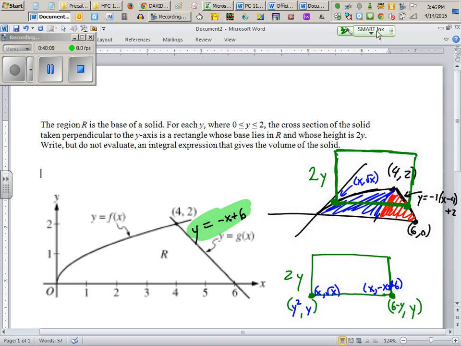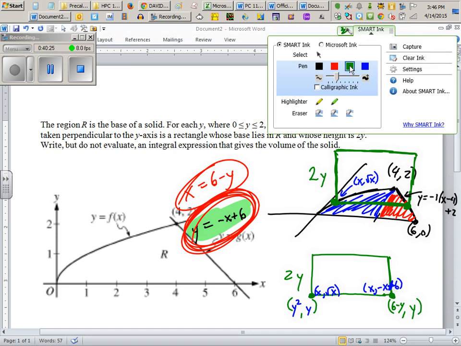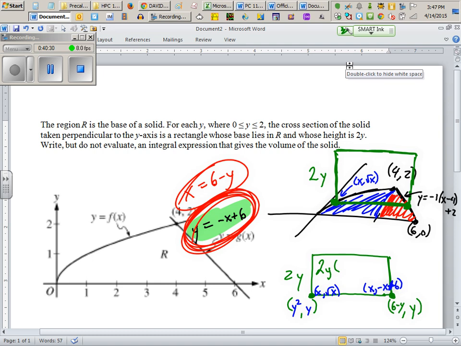6 minus y. So what we usually do to get that is you take this expression here and you isolate x. So x is 6 minus y. See? Okay, so now we can write down the area of this green slice. So the area of this green slice is height times base.